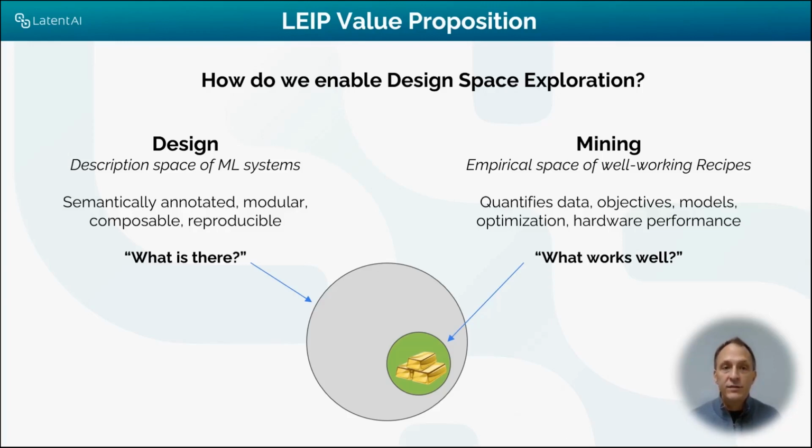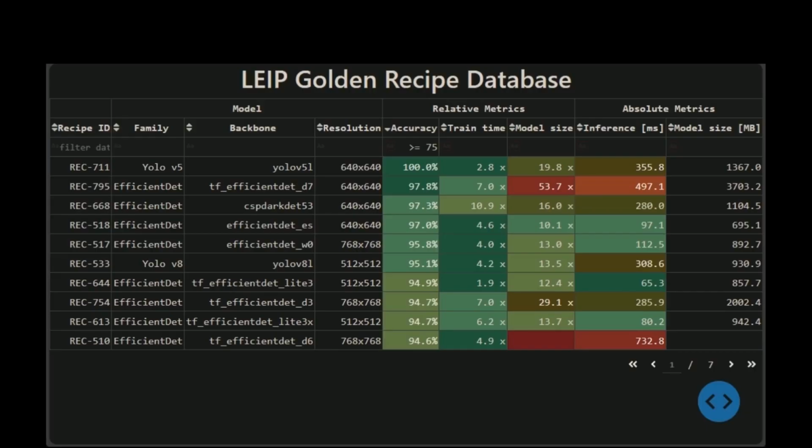Building a database of this and gathering empirical evidence with semantic annotations gives you tremendous predictive power to make better design decisions. To illustrate this, let me show you a peek into the mined recipe space. For this, I have to change the visualization quickly. All right, here we go.